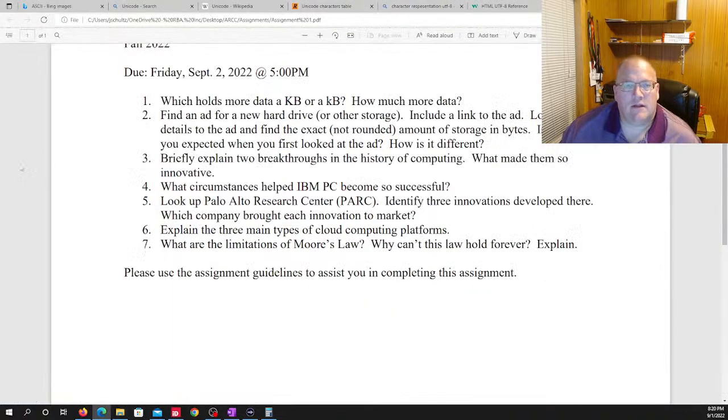Let me look at the wording on that. Look at the details of the ad and find the exact, not rounded, amount of storage in bytes. Yeah, it's interesting how they do that. They don't give you the exact number anymore, because you're not going to be able to find the difference, and that's going to be okay, right? You simply cannot find that, and that would be accuracy, not precision, accuracy. Right, because if it was different. Okay.